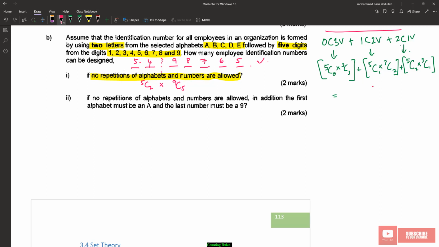So no repetition of alphabet. This is the condition. No repetition of alphabet. Numbers are allowed. So in addition, the first alphabet must be A and the last number should be 9. So we have 1, 2. This is for alphabet. 1, 2, 3, 4, 5. Right? So the first number should be A, 1. The last number should be 9, 1.